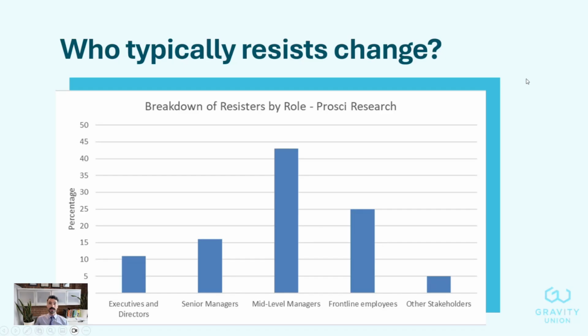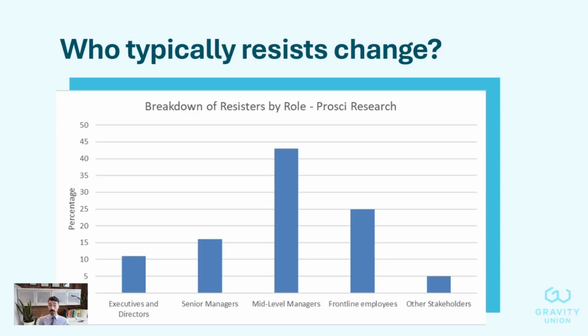So ProSci's research would indicate that mid-level management are the most likely to resist change. And I think I kind of understand why this is. These are people that have direct influence and control over your frontline employees and stakeholders that are going to be hands on the keyboard using the solution every day. So they are highly influential. They're in a position of power.